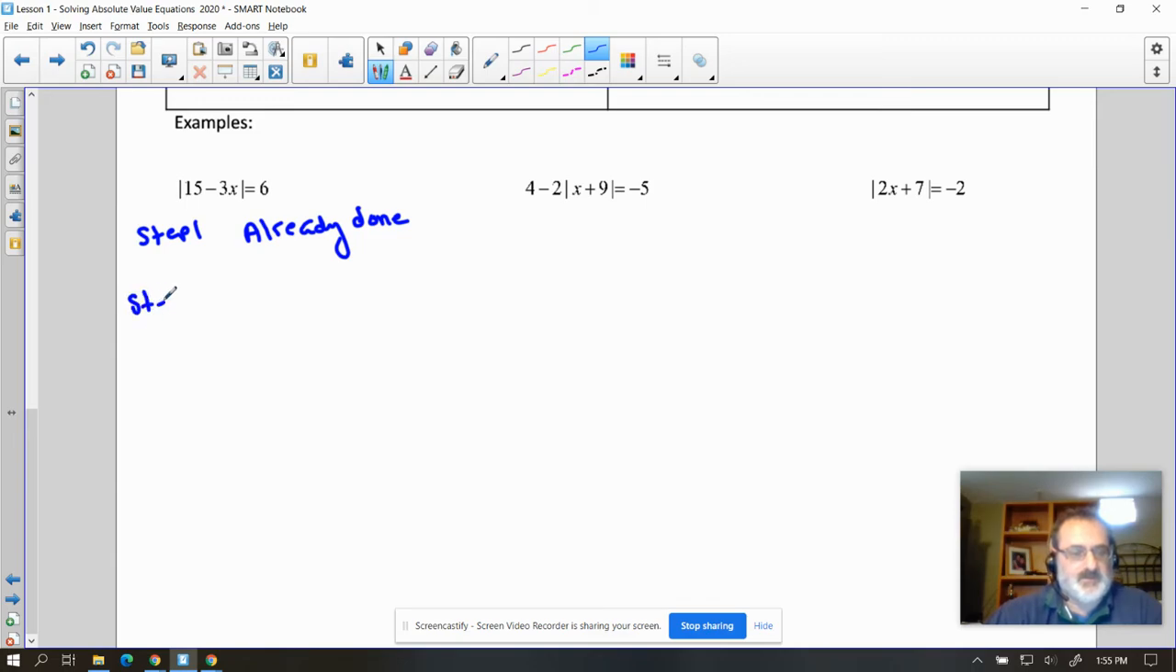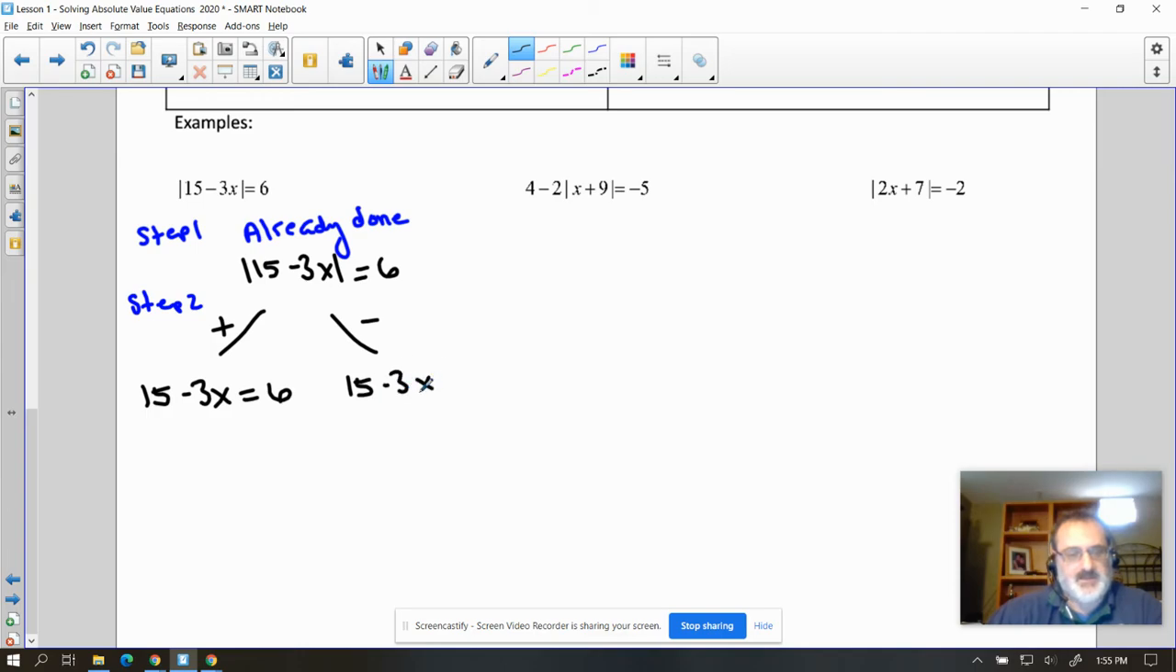Step 2 is to split. So I'm going to have the positive. So I have 15 minus 3x equals 6. I'm going to have a positive and a negative equation I need to solve. So 15 minus 3x equals 6, and 15 minus 3x equals negative 6.